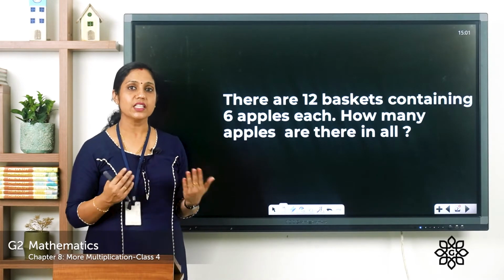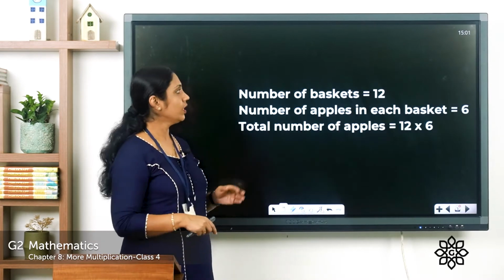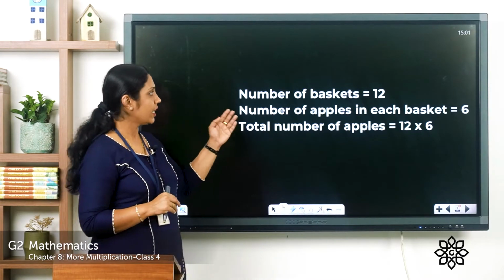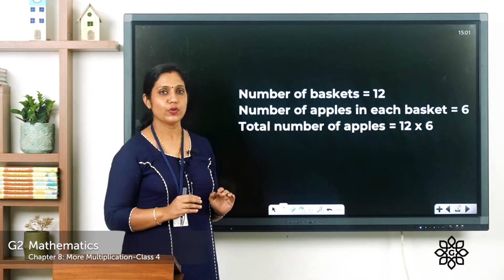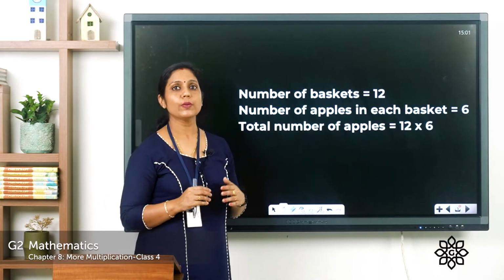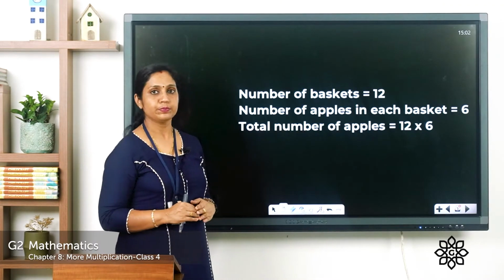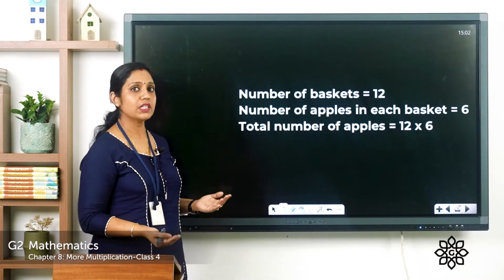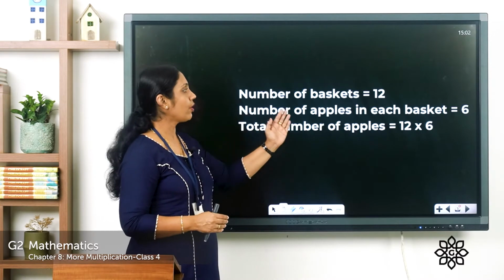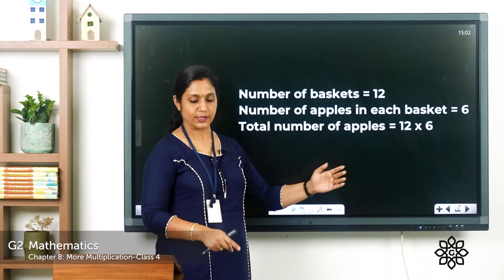When you get a question like this, what you have to do? We have to write the steps. Let's see. Number of baskets. So in the question itself, we saw the number of baskets. Number of baskets is equal to 12. Number of apples in each basket is equal to 6. And we have to find out the total number of apples. So finding out the total number of apples, we have to multiply the number of baskets into the number of apples in each basket. So we have 12 into 6.